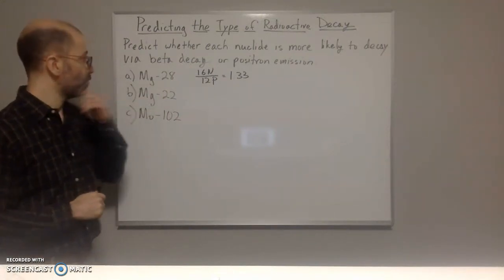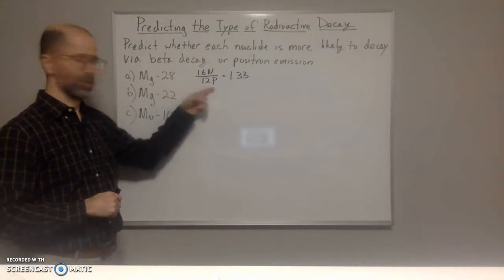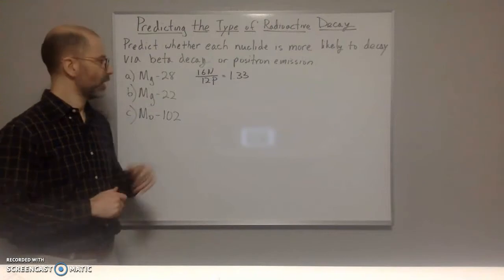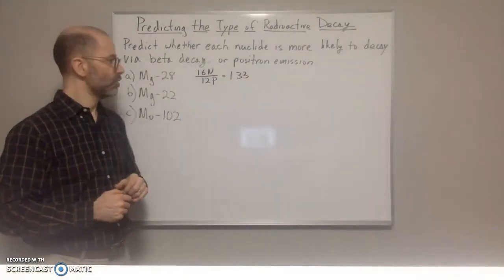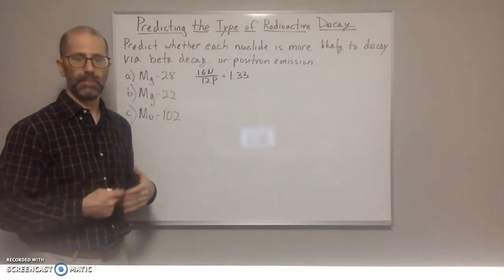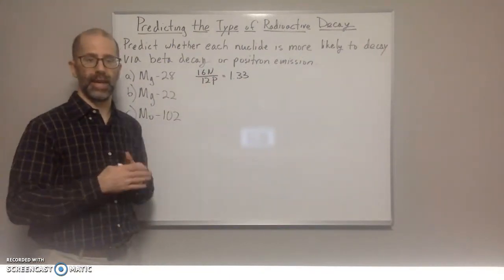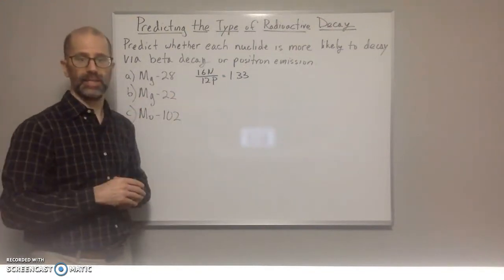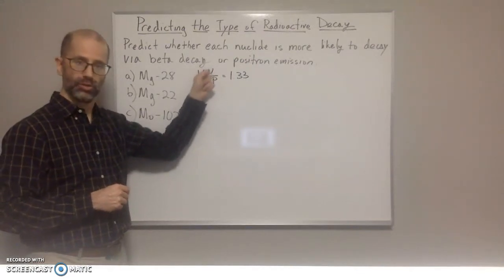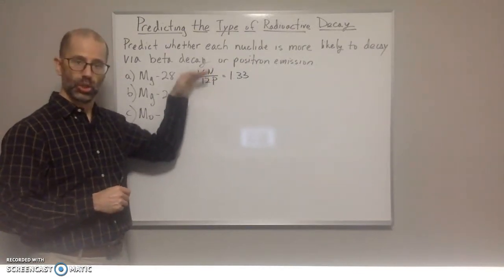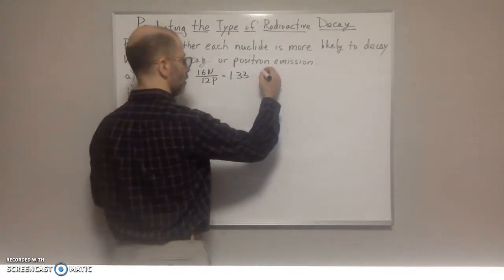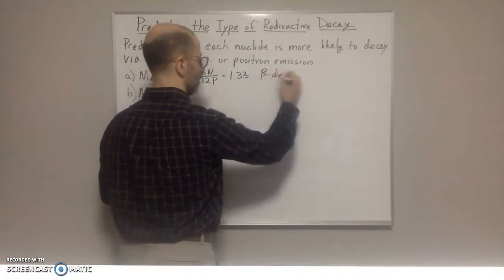If you look on that table of the island of stability, or valley of stability, you'll see that for 12 protons, it should be a 1-to-1 ratio, or very close to 1-to-1. And so this is too high. We have too many neutrons compared to protons. So this is going to have to undergo a beta decay, where an electron is emitted and one of the neutrons becomes a proton, so it's going to lower that ratio. So this would be more likely to have a beta decay.